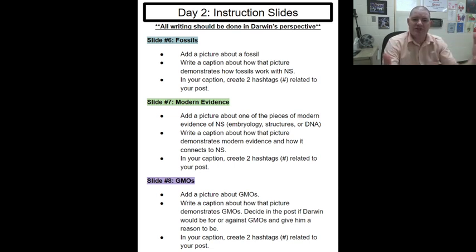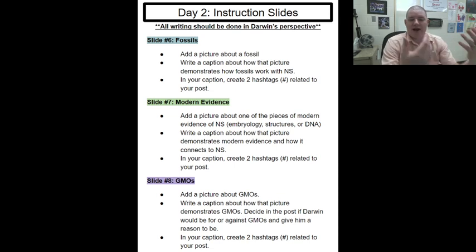In slide number 7, you're going to be picking something from our modern evidence week that we talked about. So remember we had things like embryology, looking at embryos. We had looking at those different structures, whether they were homologous or analogous. We looked at stuff dealing with DNA in there.